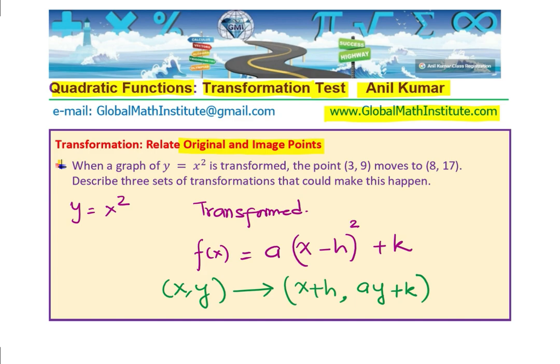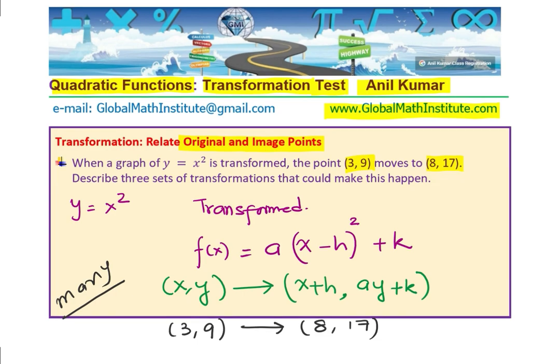Now, this relates to the two points which are given to us. In our case, the original point is (3, 9), and we want to change it to (8, 17). So that becomes the image point. The question really is, what kind of transformations can take place? The answer is there could be many types of transformations, so we'll give some solutions to this.